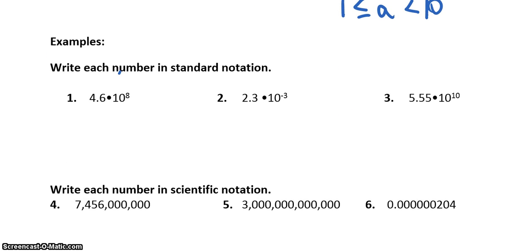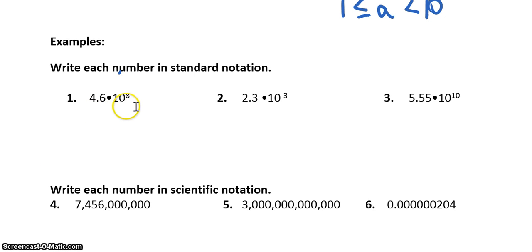Okay, so let's move on down to some of the examples. Okay, so let's write each number in standard notation. So right now, if you look at these numbers 1, 2, and 3, they were all in scientific notation. And we want to put them in standard notation, which makes them look like regular numbers that we see every day, like 3,257,000.